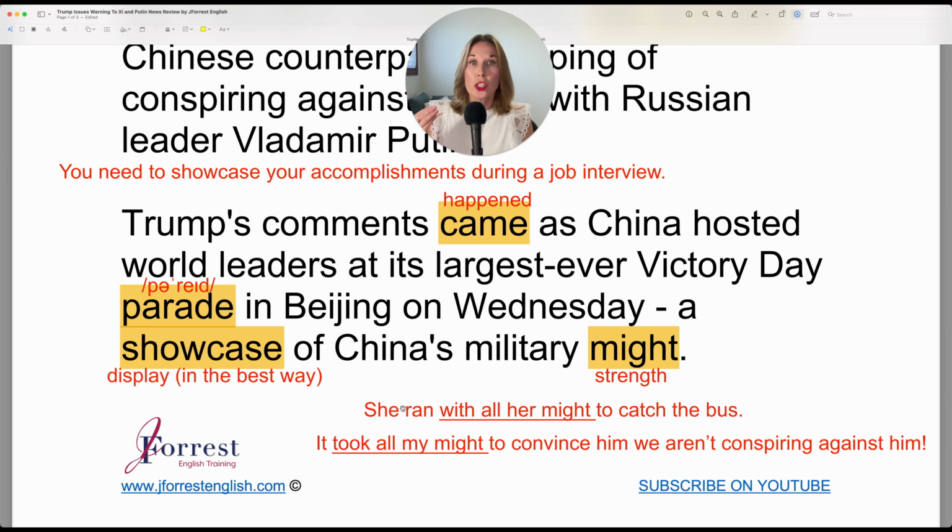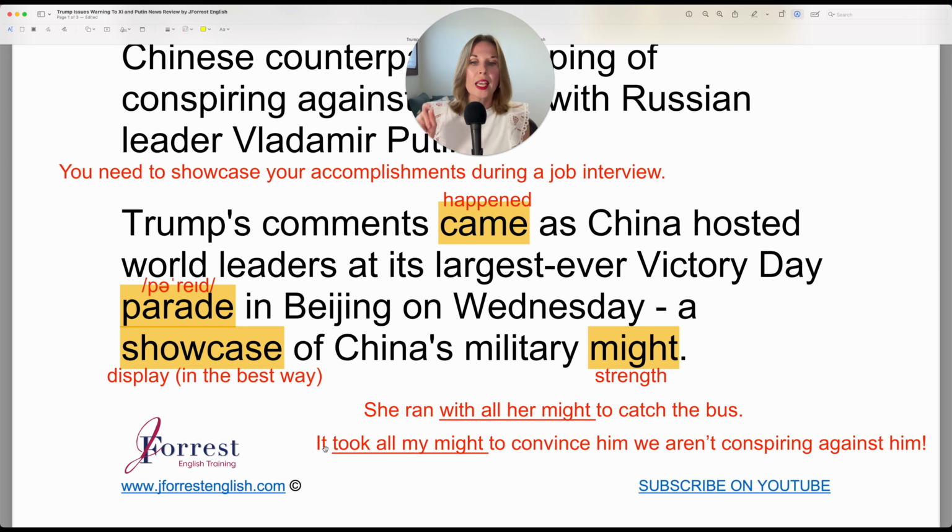You might say she ran with all her might. So with all her strength, she used every ounce of energy or strength in her body to do the action. She ran with all her might to catch the bus. So that would be very common in an everyday situation, or you may hear it in books or on TV.